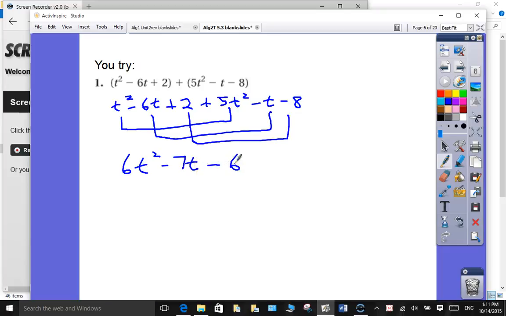Get that? Should. Negative 6t squared minus 7t minus 6.